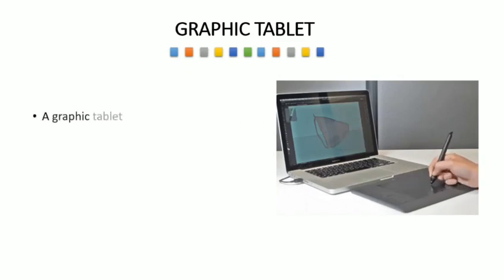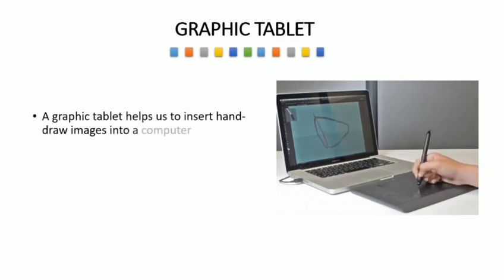A graphic tablet helps us to insert hand-drawn images into a computer directly. Here in this example, you can see the person is drawing an image on the tablet. The same image is inserted into a computer directly. So, a graphical tablet is used to insert hand-drawn images into a computer directly.